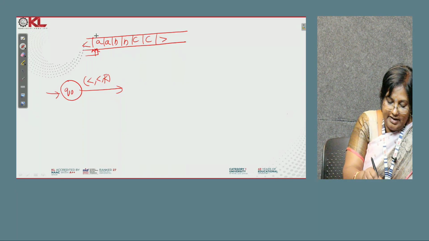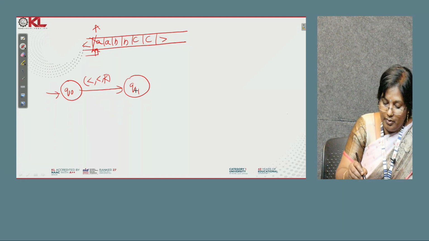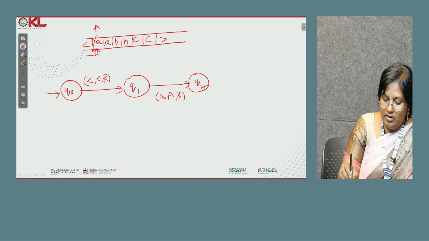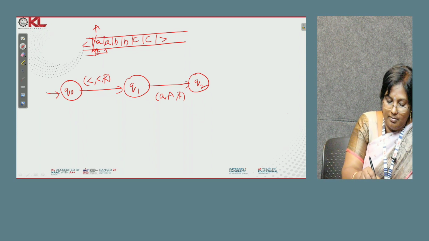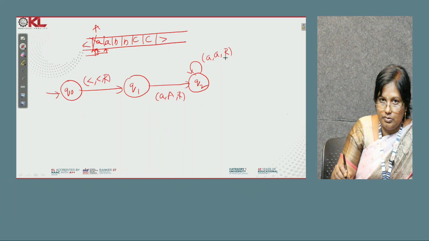Now I found the first A. I need to convert this into capital A. So for that we are moving to the next state Q1, and in this Q1, small a is converted into capital A and we move right. Now you are in Q2. Right, so Q1 is over. Now I found small a, but it should not change. Whenever you are not changing, keep that a as it is and move right.